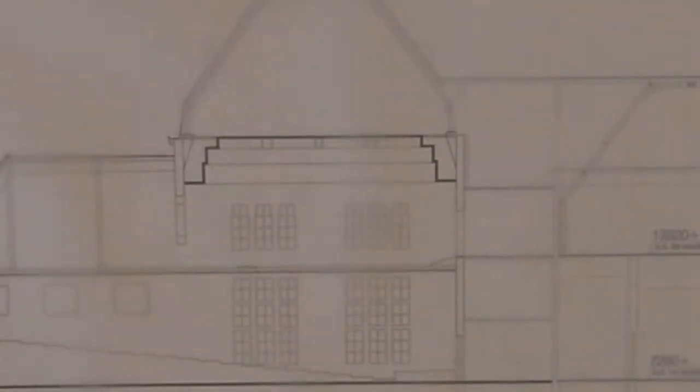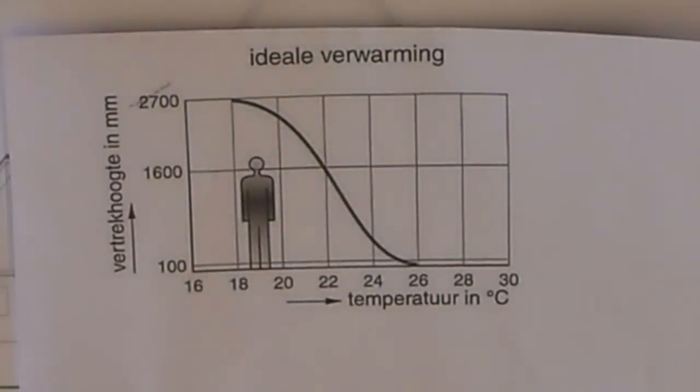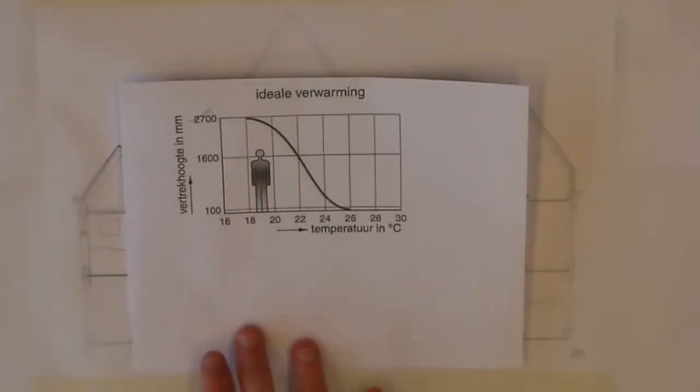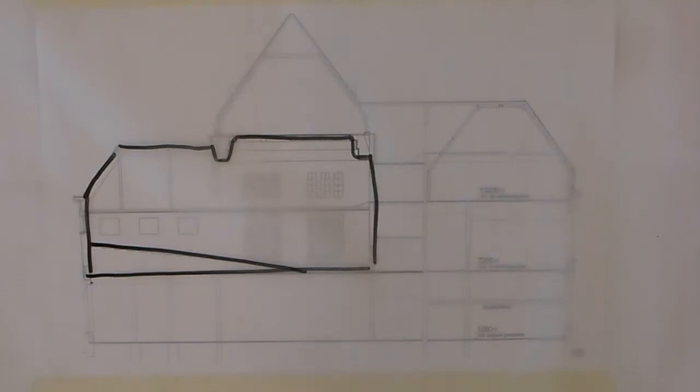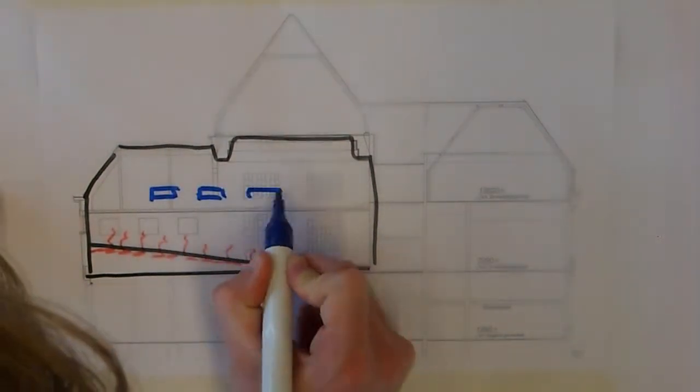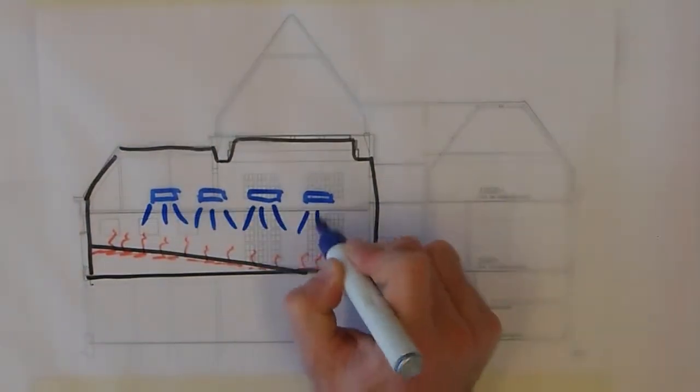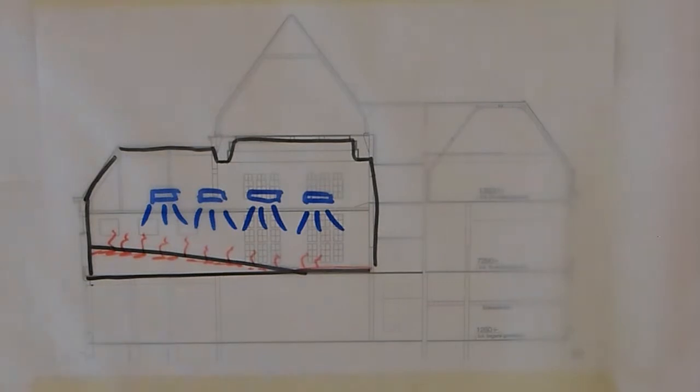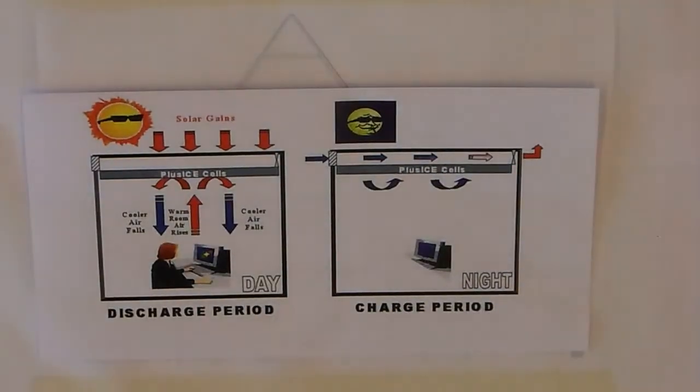For heating and cooling, we're following this diagram for ideal room temperature. Basically, this means warm feet and a cool head. Applied to our design, this means floor heating under the seats and floor, cooling from large air vents in the ceiling combined with the principle of phase-changing materials.